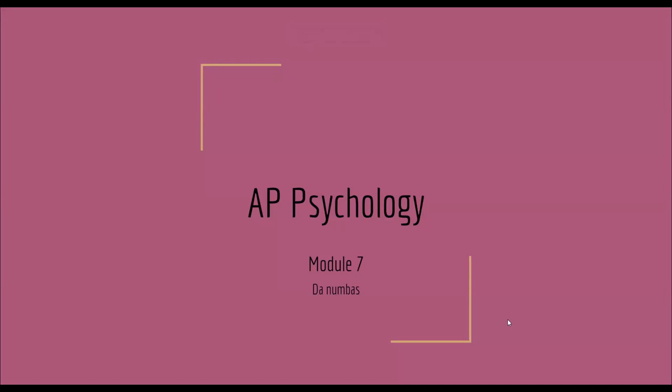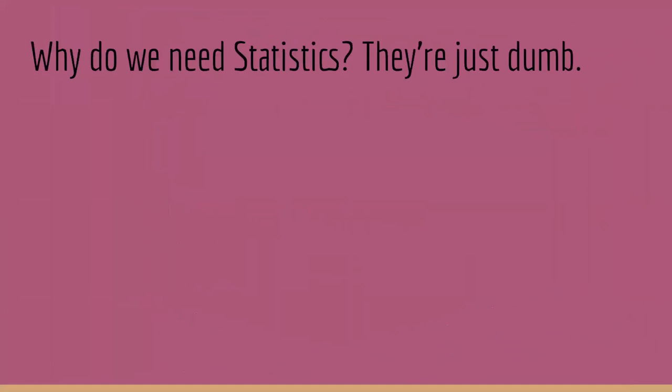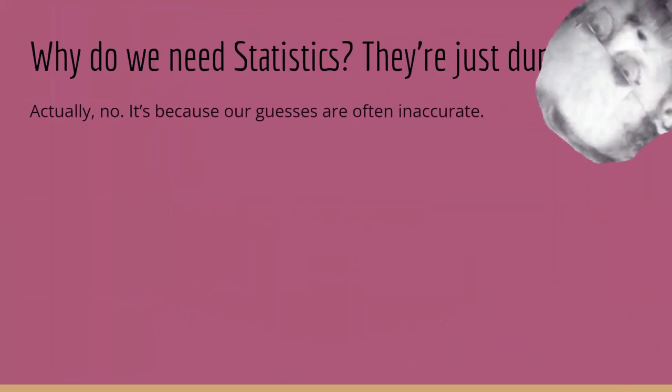The numbers. That's what this is. What does that mean, in case you don't know? We're talking about statistics. Why do we need statistics? They're just dumb, aren't they? Ooh, don't say that to Vunt. That might make him a little bit mad there. Actually, no. They are needed because our guesses are often inaccurate. We need to have some way to display actual data. So how can we? Well, we already talked about scatter plots, didn't we? But we're just talking about now the different kinds of statistics.